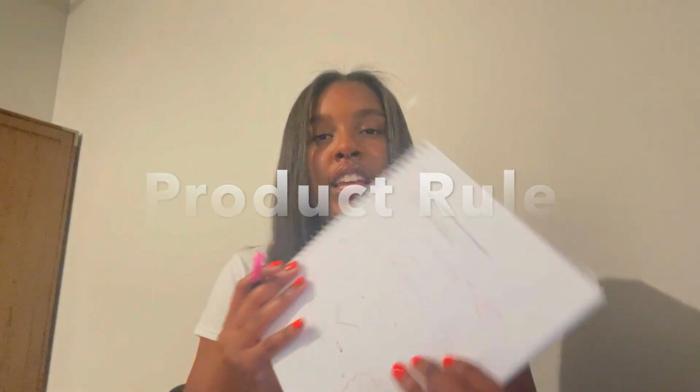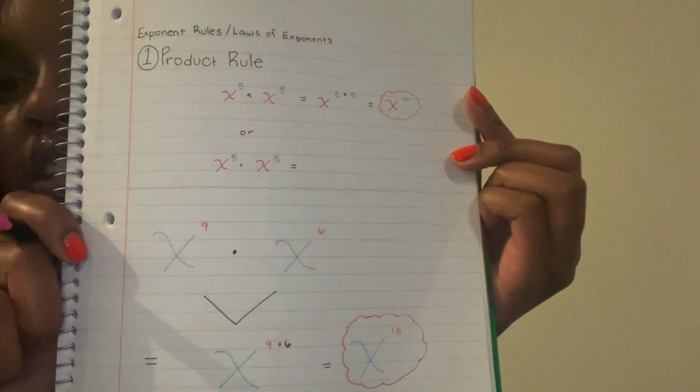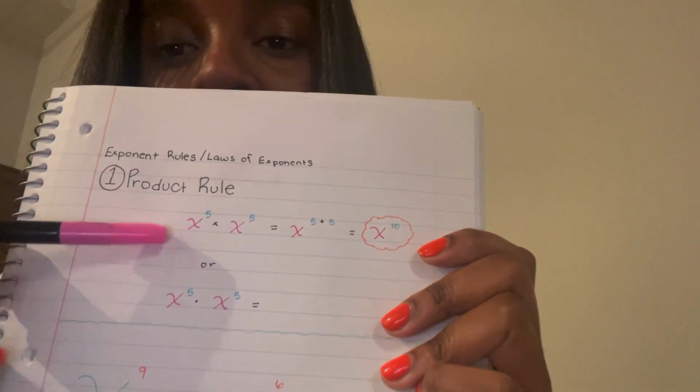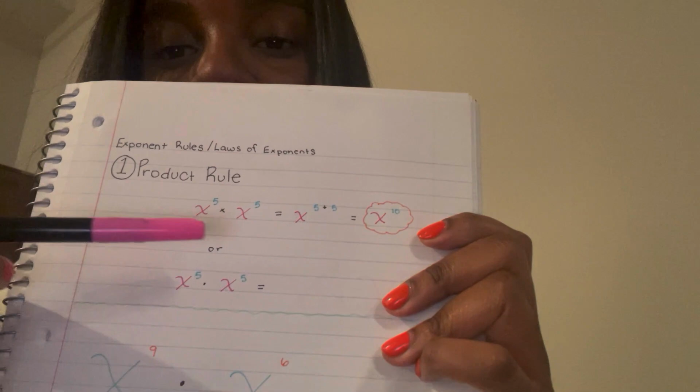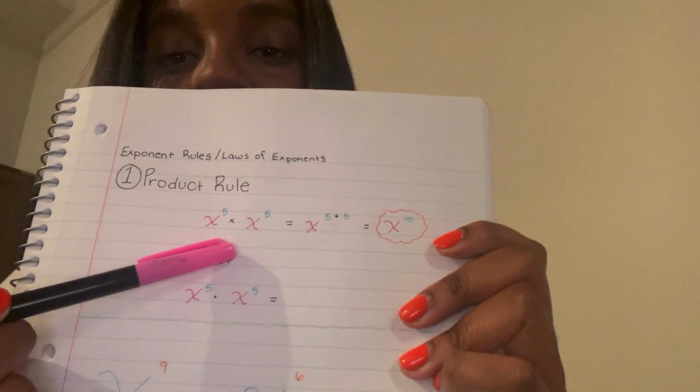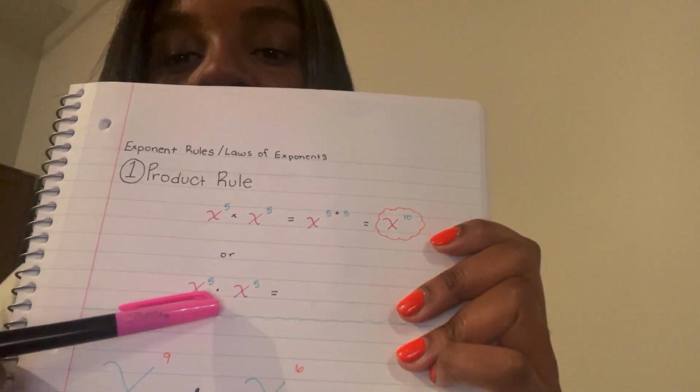So the product rule looks like this. As you see here, I wrote an example. I have x raised to the 5th power times x raised to the 5th power. I wrote it right here, and I also wrote it again right here. The only difference with these two is that the multiplication sign in this first one is a cross, and the multiplication sign in this one is just a dot. I wrote that just as a reminder, or to let any students know that may not know, you can write multiplication signs in those 2 different ways.